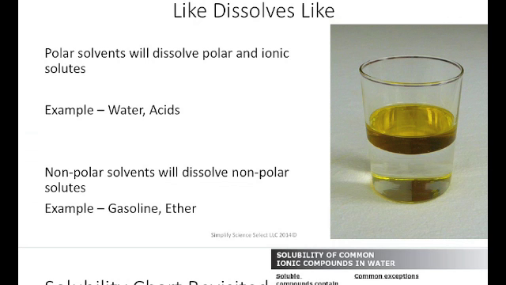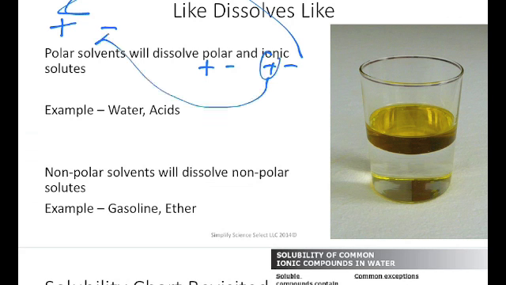A polar solvent will dissolve polar and ionic solutes because polar means you have positive and negative charges in there. They could be partial, small, or big. But basically, these positive and negative charges are going to dissolve things that are positive and negative, because the negatives will be attracted to the positives because of Coulomb's law, and the positives will be attracted to the negatives because of Coulomb's law. And if you're thinking, what's Coulomb's law? Remember, Coulomb's law was just the statement that opposite charges attract.